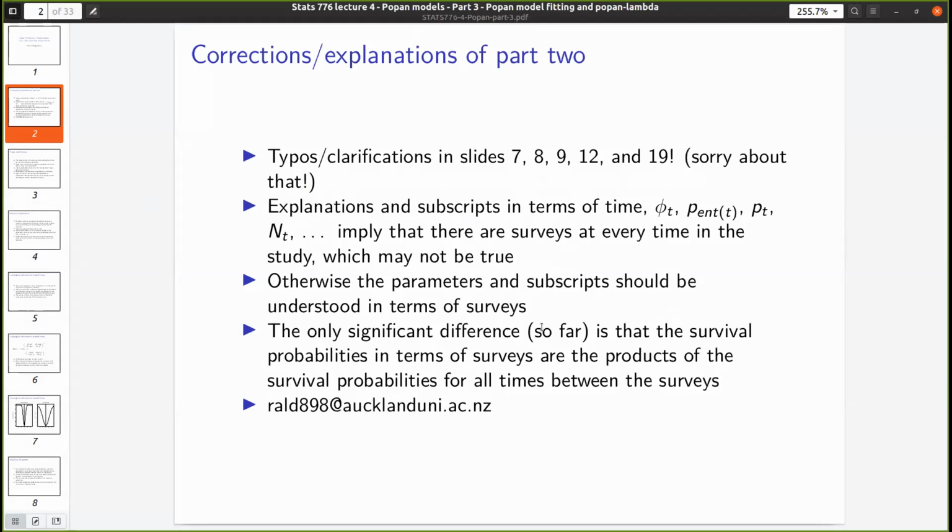And before I start that, there's some more typos and clarifications from part 2. So I'll show you those.